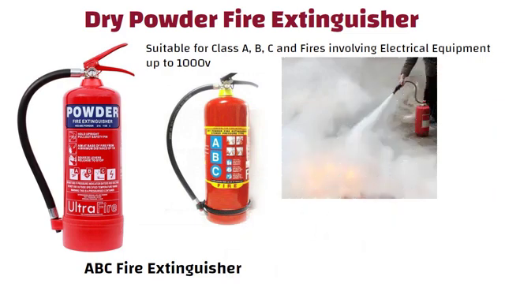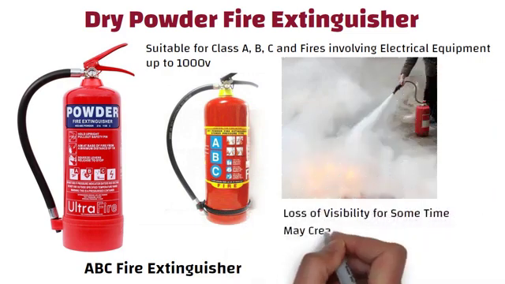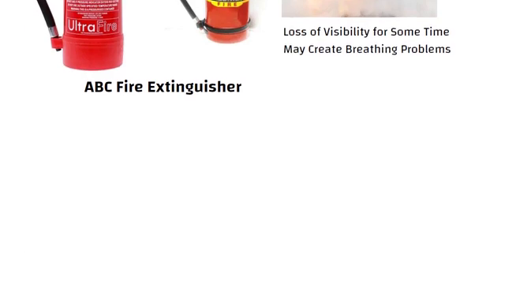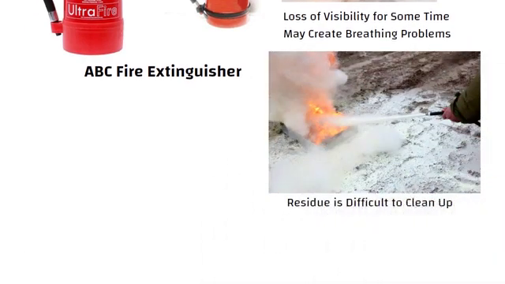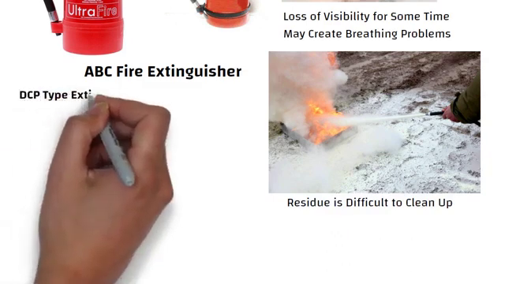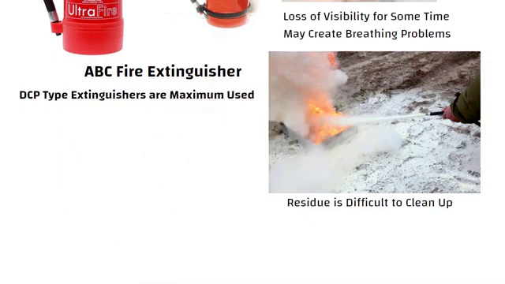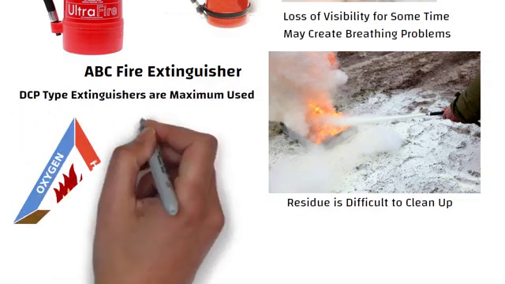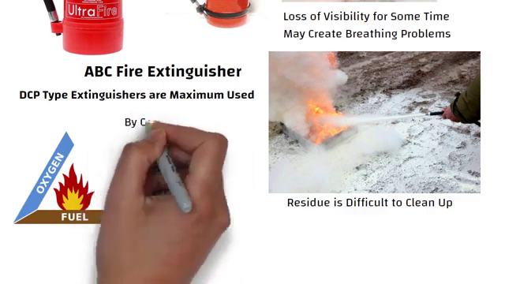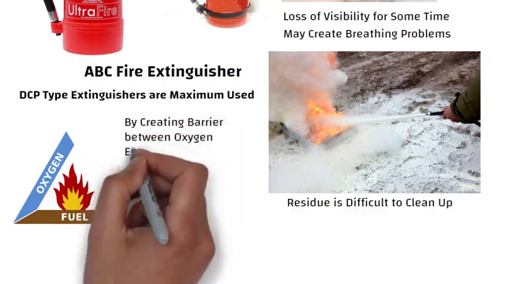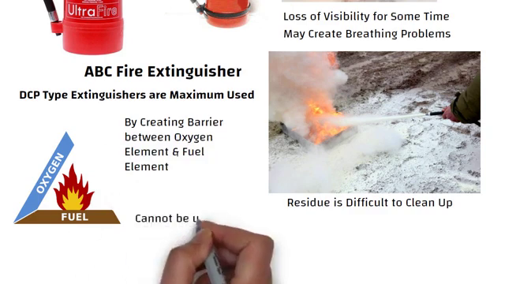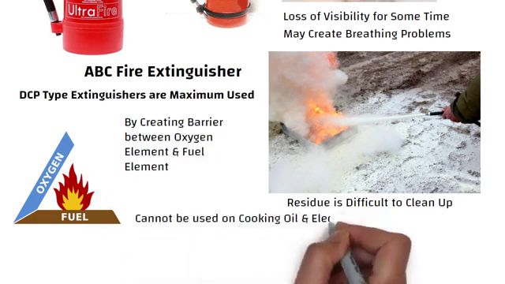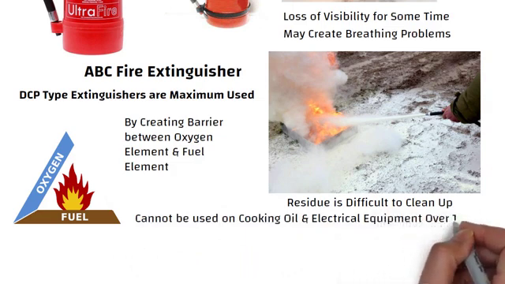Powder extinguishers can create a loss of visibility and may create breathing problems. Also, the residue is very difficult to clean up after use. Generally, out of all extinguishers, DCP type extinguisher is maximum used. Dry powder removes heat from the fire triangle by creating a barrier between oxygen element and fuel element. However, it cannot be used on fires involving cooking oil and electrical equipments over 1000 volt.